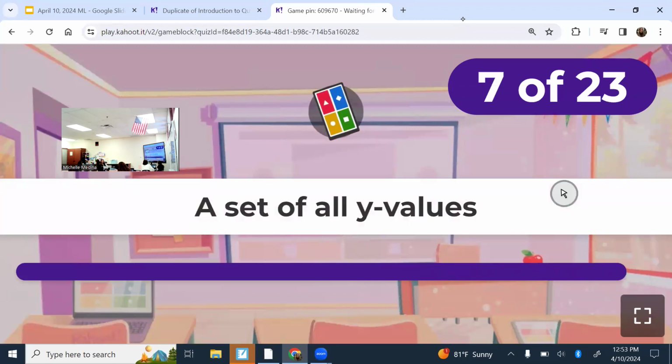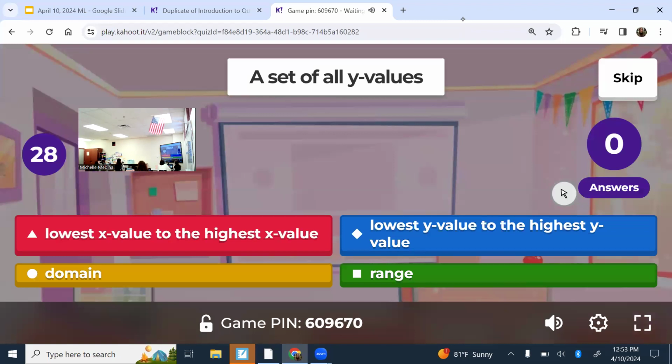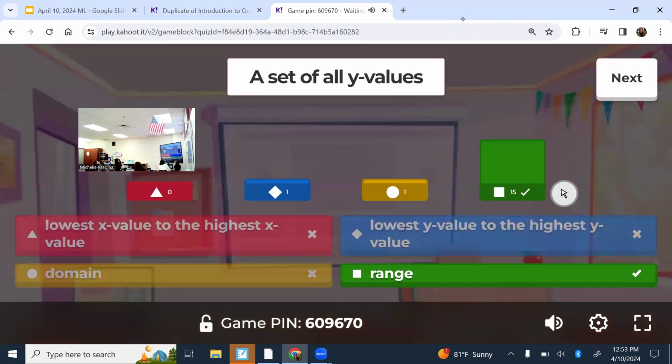A set of all the y values. All the y values. The range. So it's what we were talking about earlier: the parabolas go either infinitely up or infinitely down. So you do always have a boundary when it comes to the range. It's just wherever it stops on the y-axis.